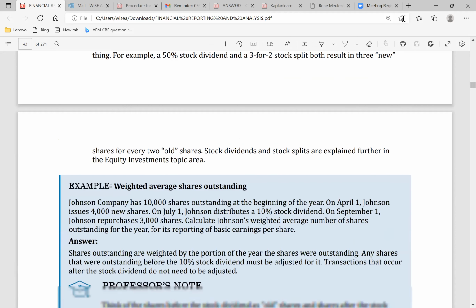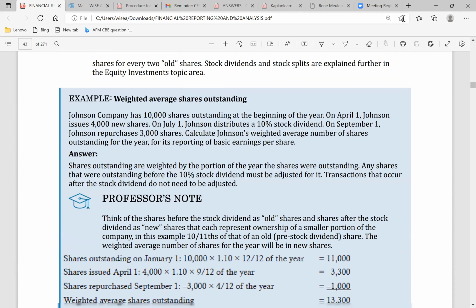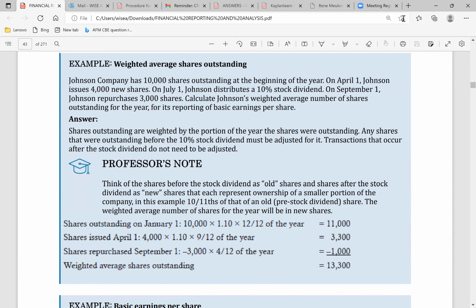Now let's look at the stock dividend impact on the weighted average number of shares outstanding, because that is where most of the challenges will be. Johnson has 10,000 shares outstanding at the beginning of the year. On 1st April, so the dating must be very important, 4,000 new shares were issued. On 1st July, there was a distribution of 10% stock dividend. And on 31st September, there was a repurchase of 3,000.